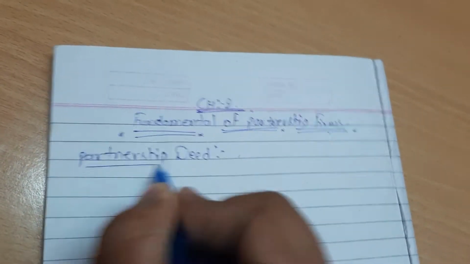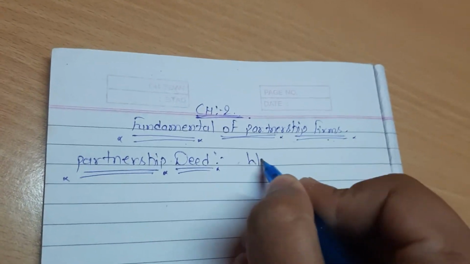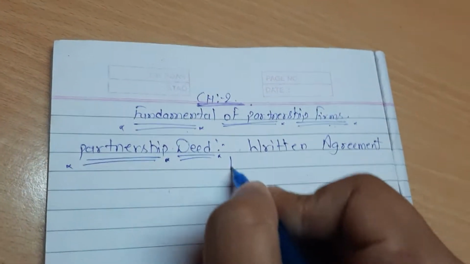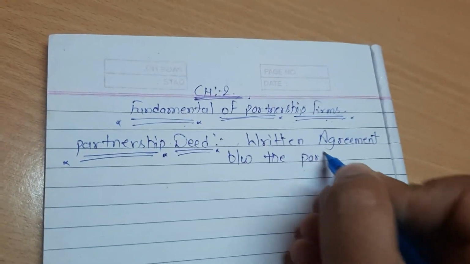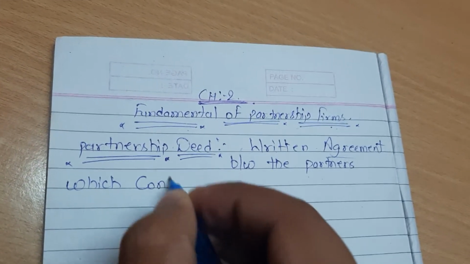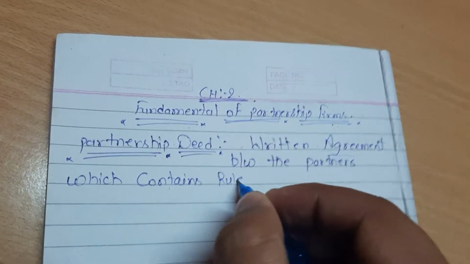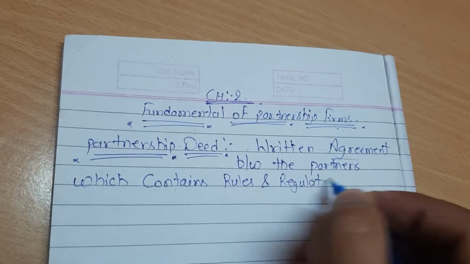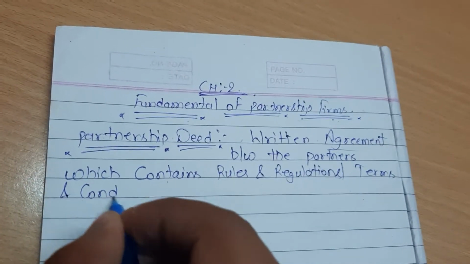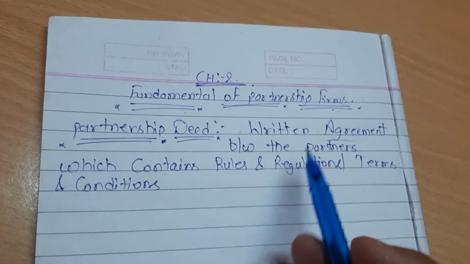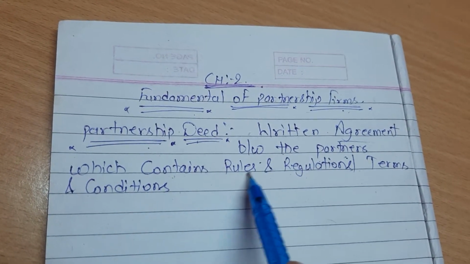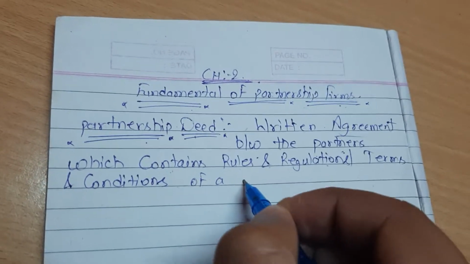So, what partnership deed means? It means a written agreement. Partnership deed means a written agreement between the partners. And what is mentioned in this agreement? Which contain, you can say, rules and regulations, as well as you can use a word terms and conditions. Okay, written agreement between the partner. What is partnership deed? It is a written agreement between the partners which contains rules and regulation or terms and condition of a partnership firm.